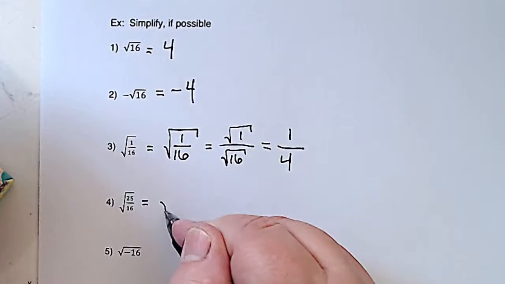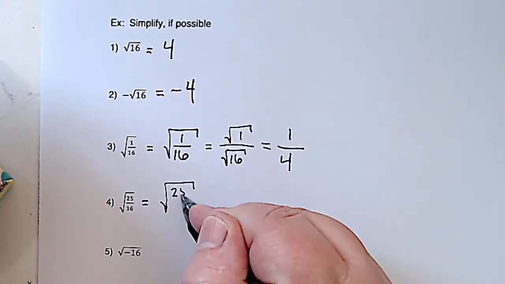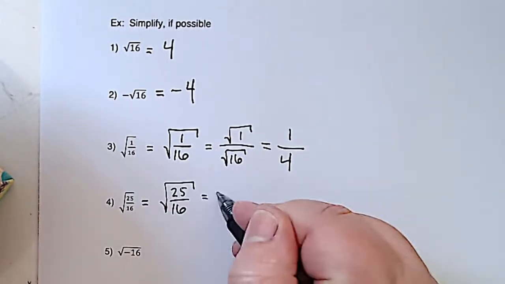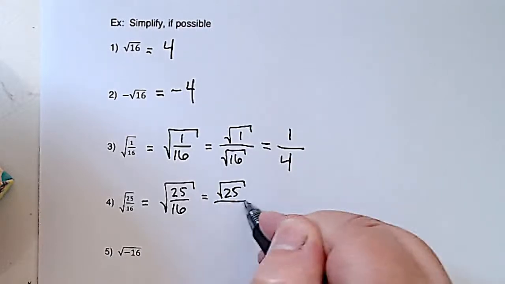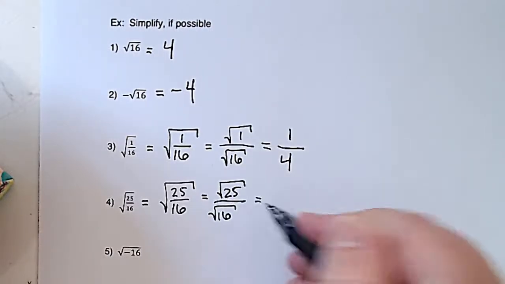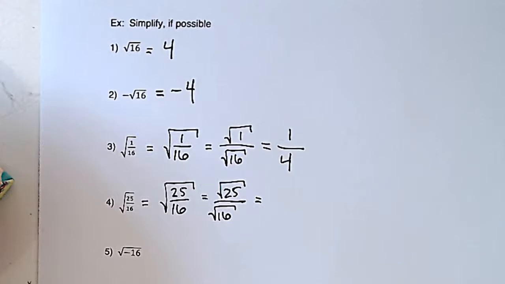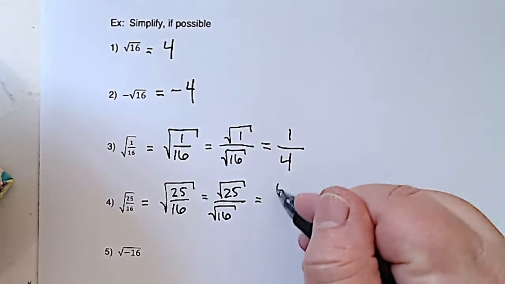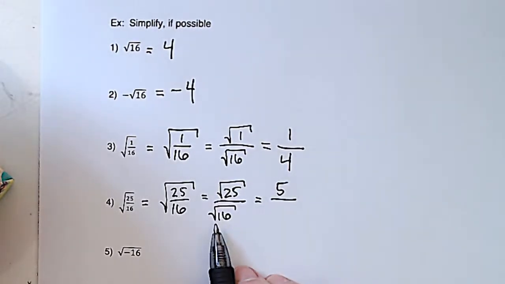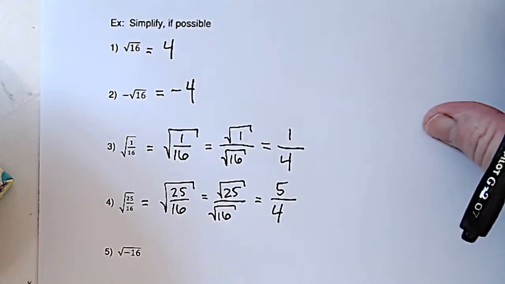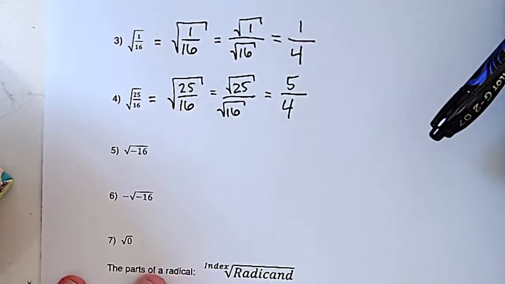Same thing here. If I've got square root or radical 25 over 16, I'm going to split it up. Radical 25 all over radical 16. Square root of 25, the principal square root or the positive square root, is 5. Principal or positive square root of 16 is 4. Bam, we're done. Oh, and let me move this up.